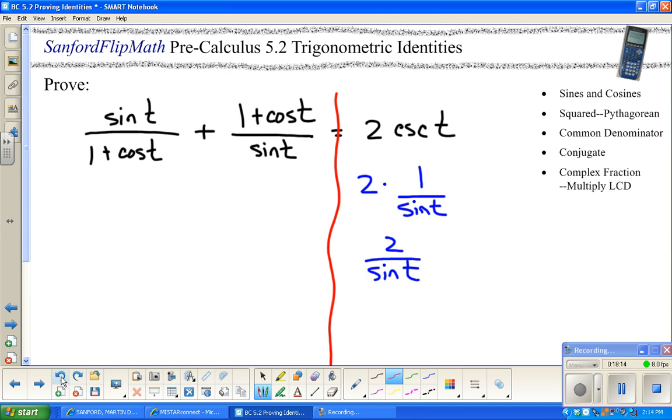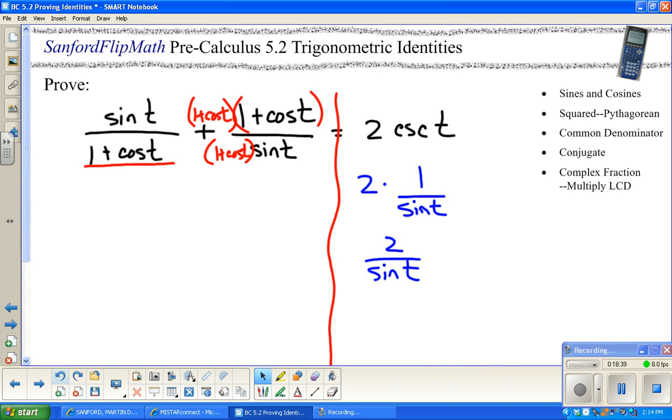Looking at the left side, first of all, everything's already sines and cosines. I don't see any squared stuff. I guess what I'm going to do is get a common denominator. So I need a factor of 1 plus cosine t in both denominators. Well, I can't just multiply one thing. I have to multiply the top and bottom. That's kind of squished, I'm sorry.